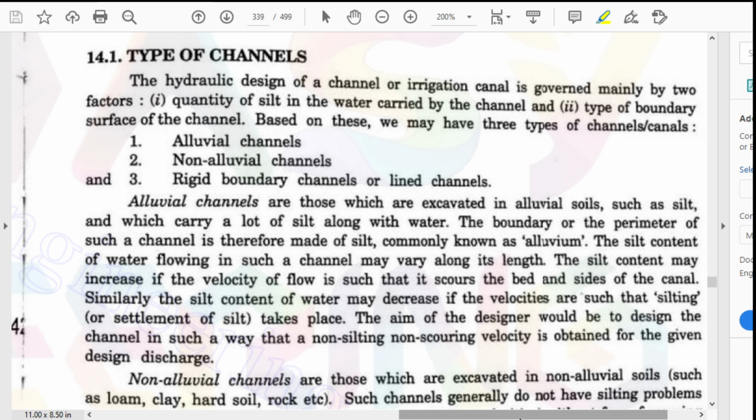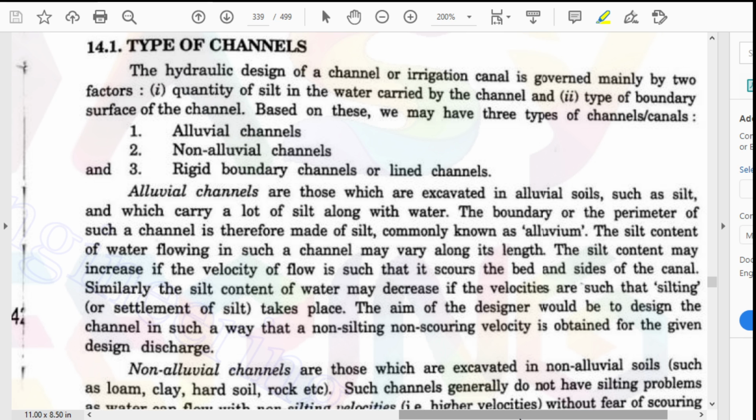So while designing such channels, the designer should aim to design them for a non-silting, non-scouring velocity. For a given discharge, the designer should design such channels for non-silting, non-scouring velocities, okay. Now this is about the alluvial channels.